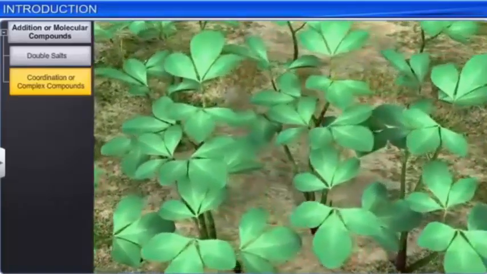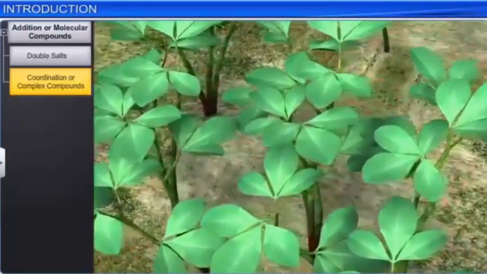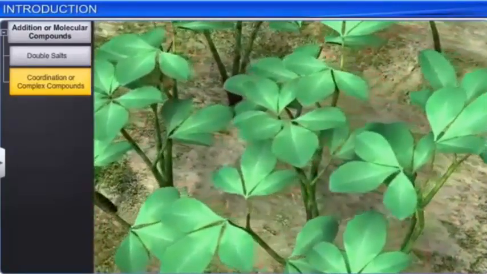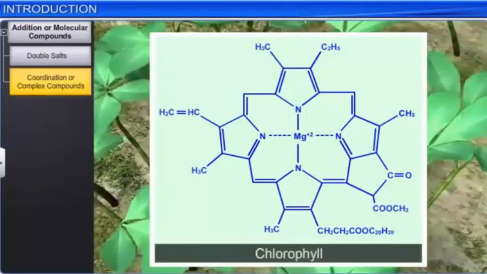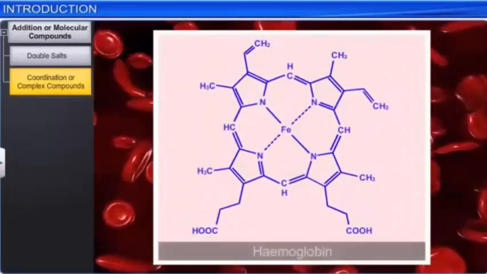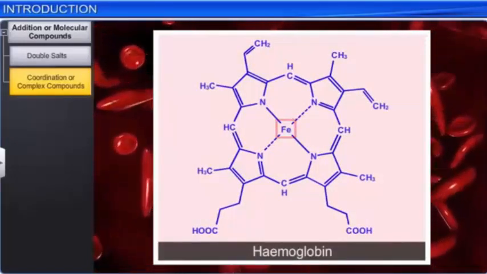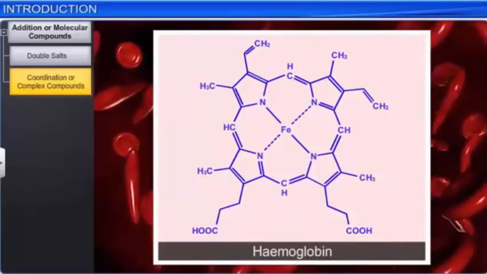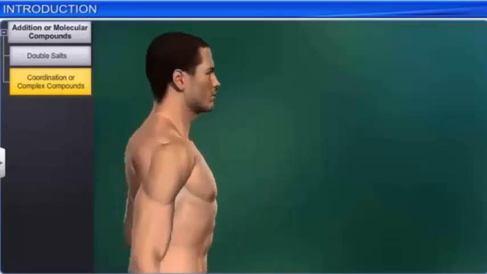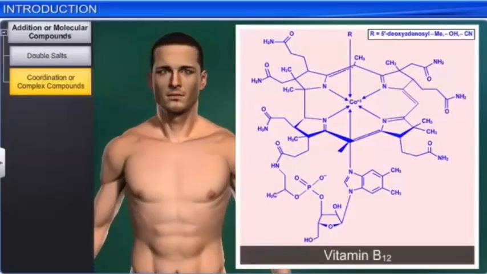Naturally occurring complex compounds are vital to living organisms. For example, chlorophyll is a coordination complex of magnesium. Hemoglobin is a coordination complex of iron. While vitamin B12 is a coordination complex of cobalt.